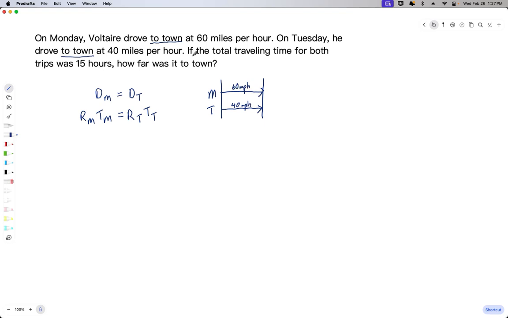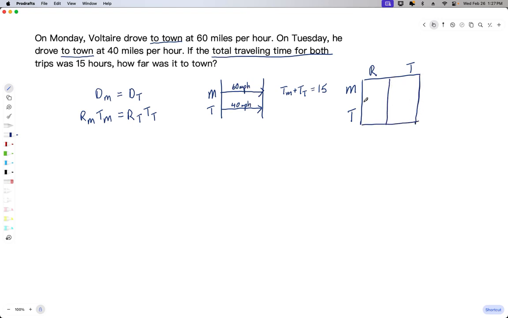Now, the last sentence says, if the total traveling time for both trips was 15 hours, how far was it to town? So we know that the time for Monday plus the time for Tuesday was 15 hours. That's the total traveling time for both. Got to look for those keywords and really think about what the sentence is telling you what to do, okay? All right, so now let's create our table. We have the rate and we have the time for Monday and for Tuesday, right? So here's our little table.